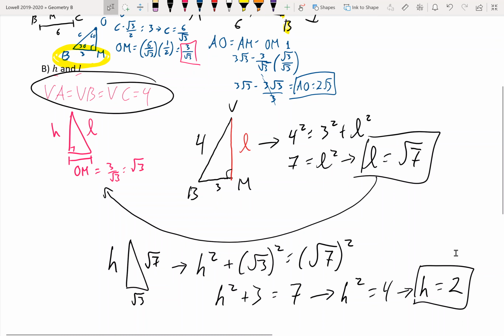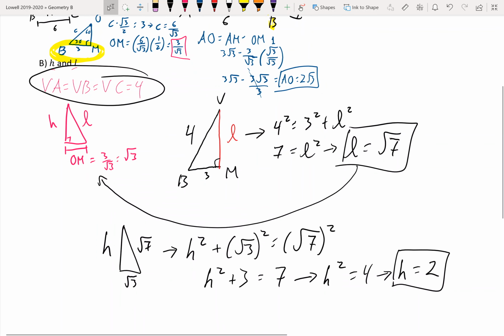And again, like most of these problems, this is all about using what we know from past triangles, 30, 60, 90 triangles specifically, and putting those all together. And of course, the Pythagorean theorem almost always comes out somewhere.